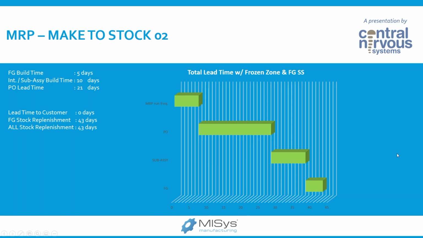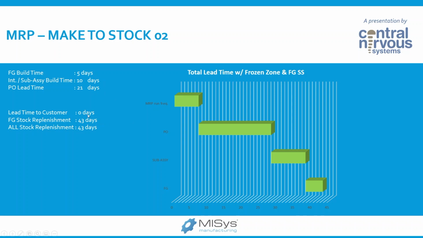all my stock. Another scenario might be that I only keep finished good safety stock, and I don't keep safety stock on my intermediaries and my sub-assemblies or in my purchase orders. Keeping these variables constant, we run our MRP. Again, in the worst case scenario, we take those 7 days. That again helps us with our frozen zone because we're not changing our production schedule for the next week.